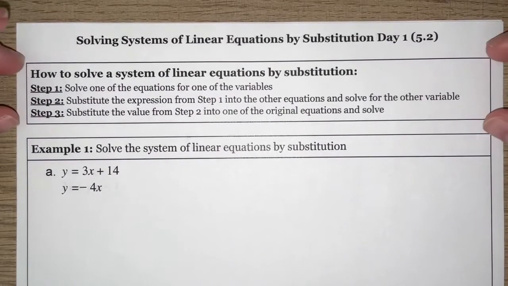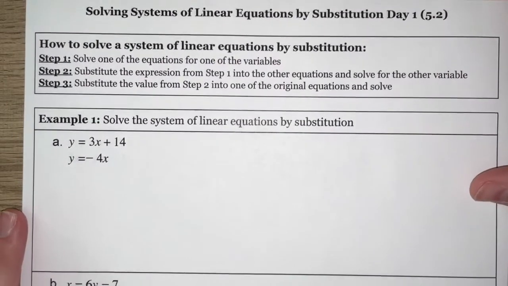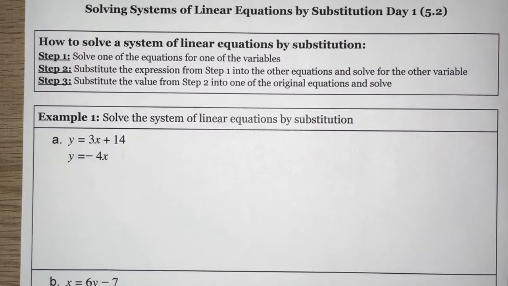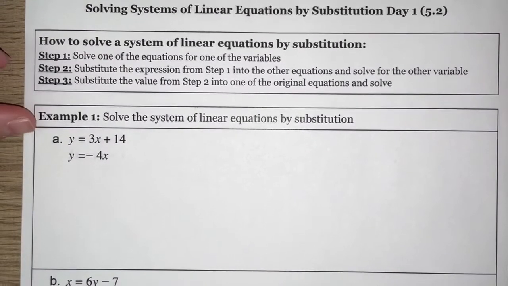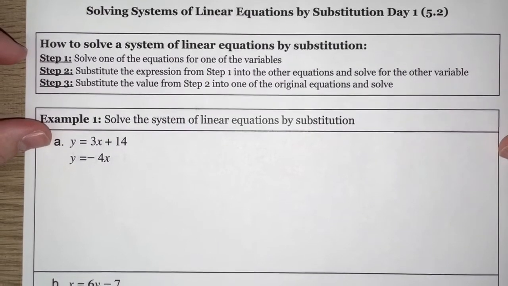So you don't necessarily have to know what all these steps mean right now, but they are going to be helpful to be able to go back to once we do some examples together. So for example 1, solve the system of linear equations by substitution. We'll start with 1a. So we're given the equations y equals 3x plus 14 and y equals negative 4x.